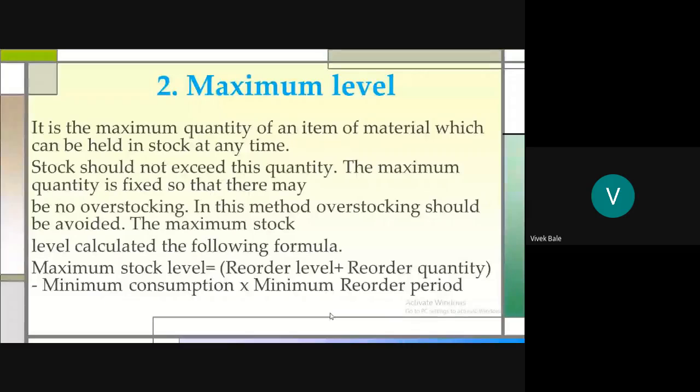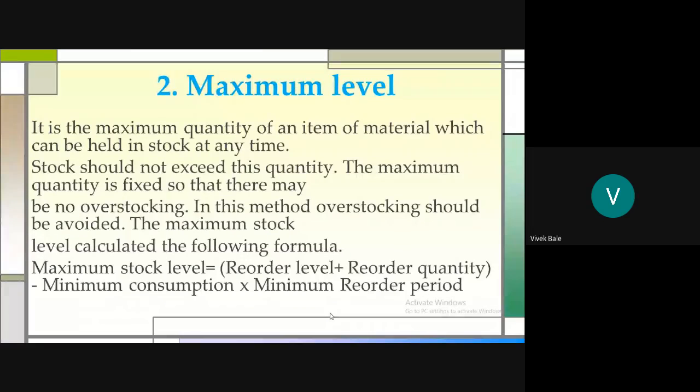And hence the formula for calculating the maximum stock level, that you should please note in your notebook, is reorder level plus reorder quantity minus minimum consumption multiplied by minimum reorder period. See, reorder level plus reorder quantity means how much is my reorder level, that is, when I should purchase the goods, plus how much I should purchase. We are making an addition of these two things. And from this, you are supposed to minus minimum consumption multiplied by minimum period.